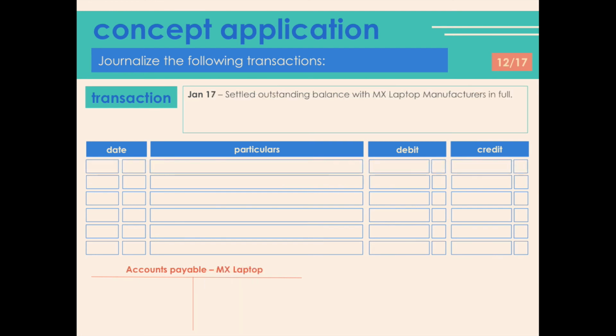January 17, settled outstanding balance with MX laptop manufacturers in full. Okay, so now the company will be settling its account with MX laptop in full. So the first thing we need to compute is the total amount of payable that should be paid to MX as of January 17. Again, we're going to use the accounts payable T account to analyze the transactions.